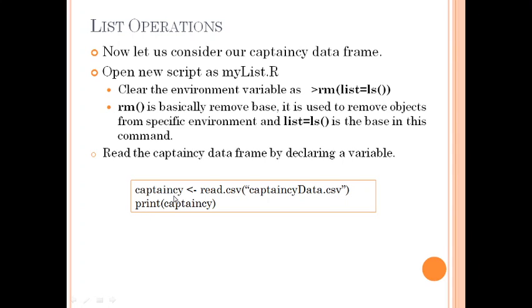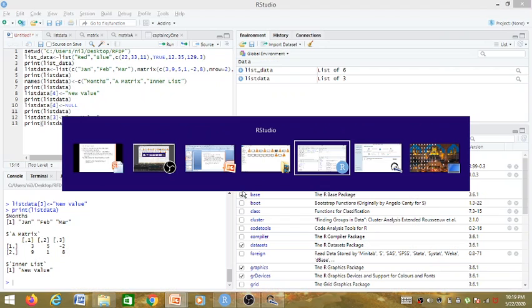we want to create a new captaincy data frame, we can simply use this command, rm in bracket list equal to ls. Using this command we can remove or clear all the environment variables that we have previously created. Or even without removing, if you create a new captaincy data frame, it will override the previously created captaincy data frame. So let us first create this captaincy data frame.